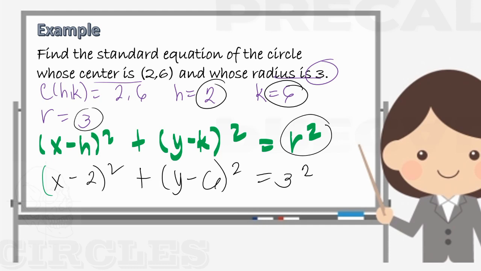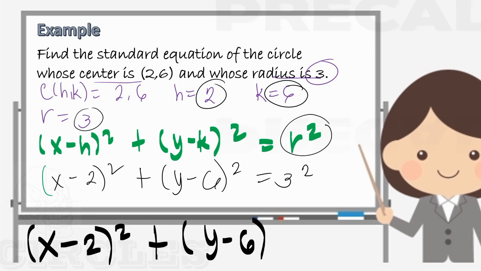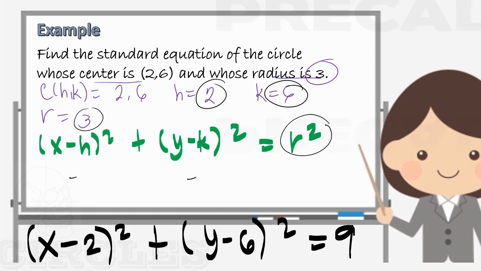Then squared. So, the final equation or final standard form will be x minus 2 squared plus y minus 6 squared is equal to 9. So, check natin yung sagot kung tama.